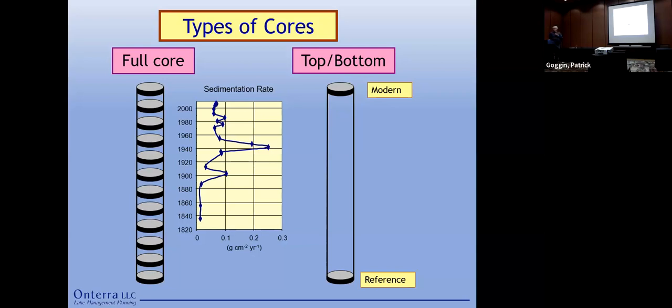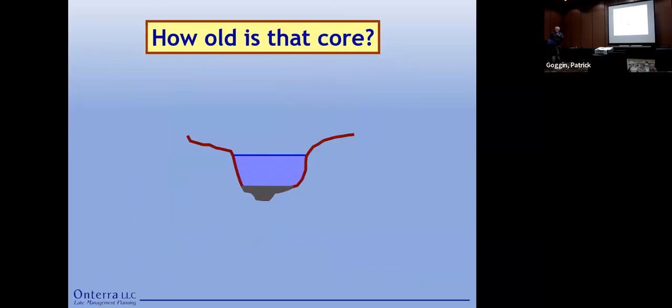So how old is the sediment, the different layers that you're looking at? The most common way we use is a method called looking for lead-210. This is a special isotope of lead.